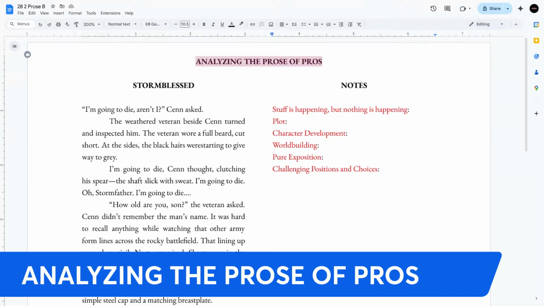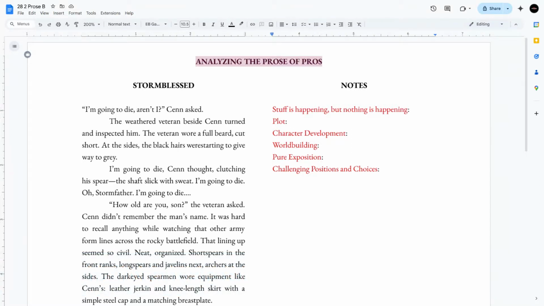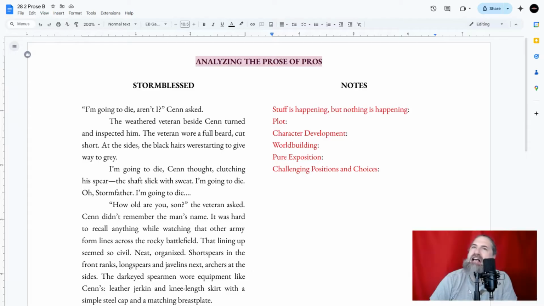Let's go into analyzing prose. Remember, just before we get started, this is for educational purposes only. I'm a writing teacher, an author, and a developmental editor. Obviously, spoiler alert, because this is chapter 1, Storm Blessed. Let's do it.